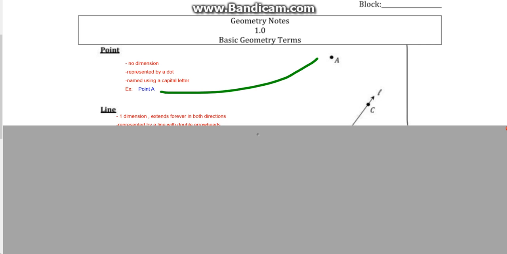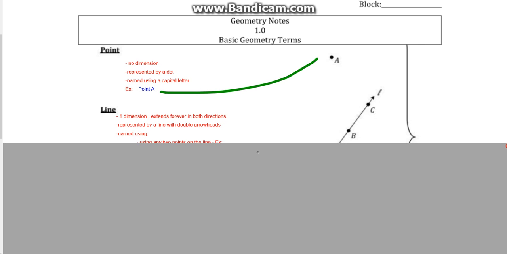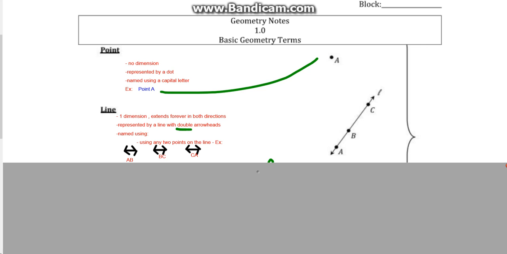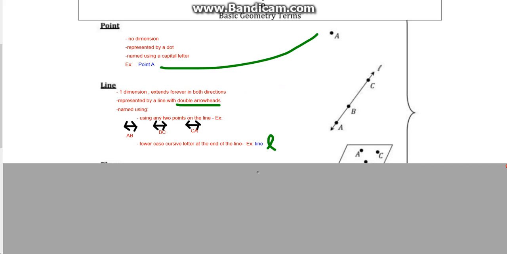Okay, line: one dimension, extends forever in both directions, represented by a line with double arrowheads. Okay, so really important, double arrowheads. If you look to the right, there you have your two arrowheads. Using any 2 points on the line, you can name it. So for example, line AB, line BC, line CA, and there are many more, as long as there are 2 points on the same line.